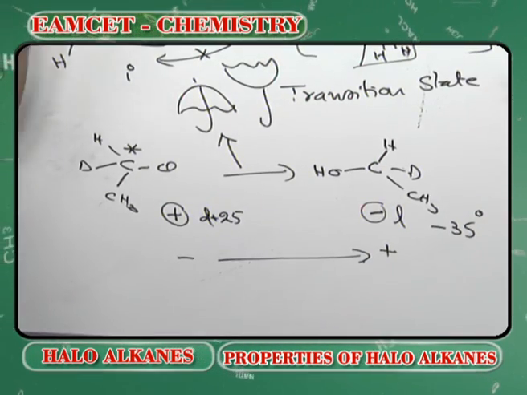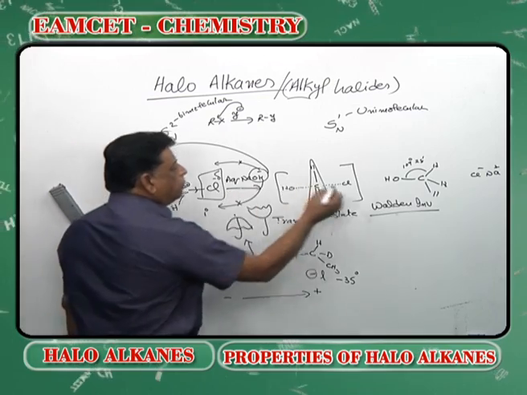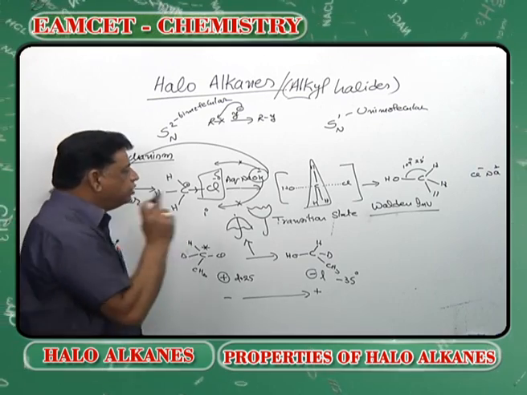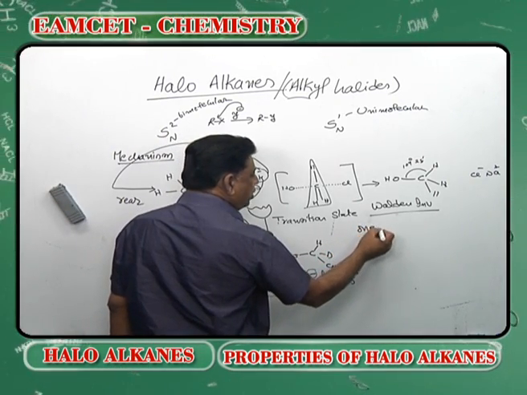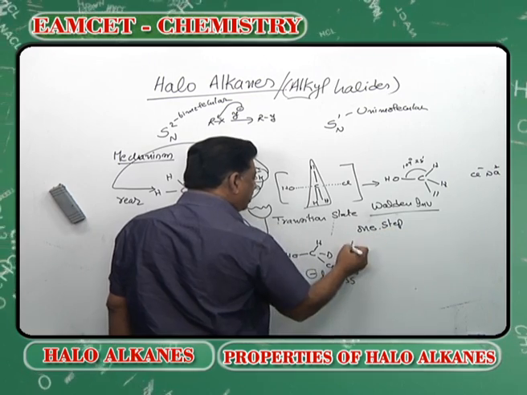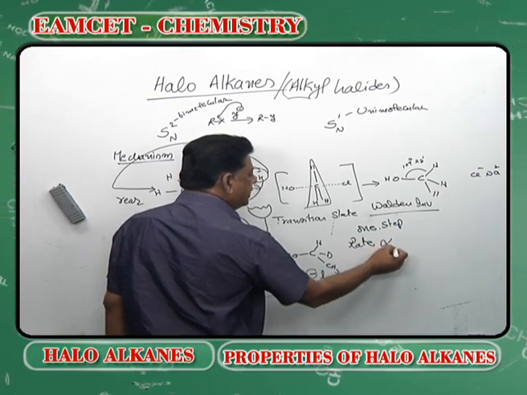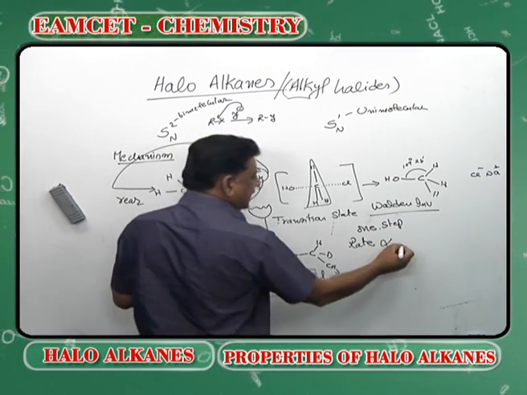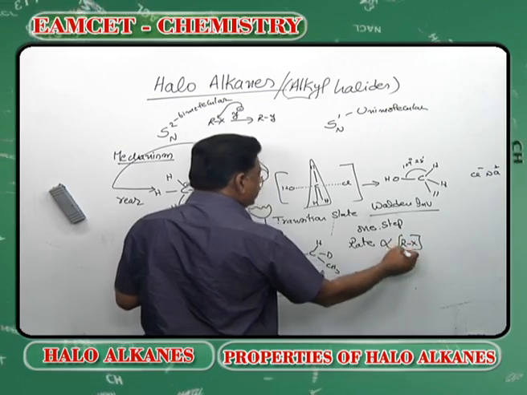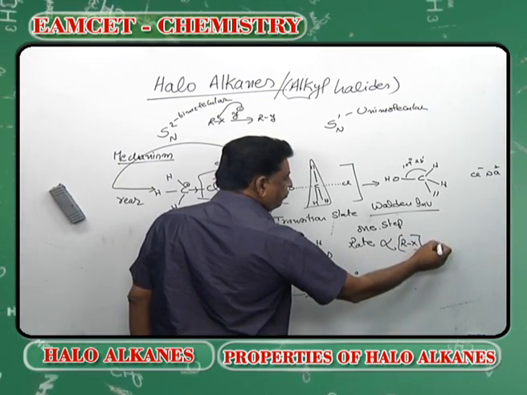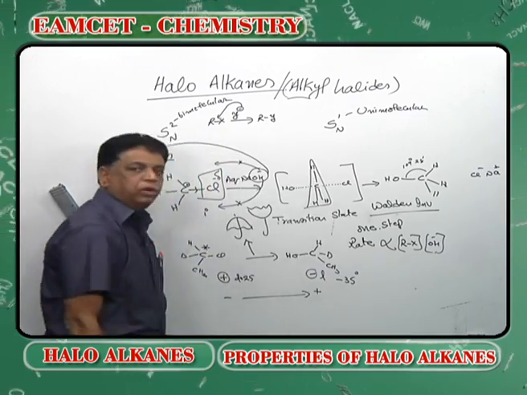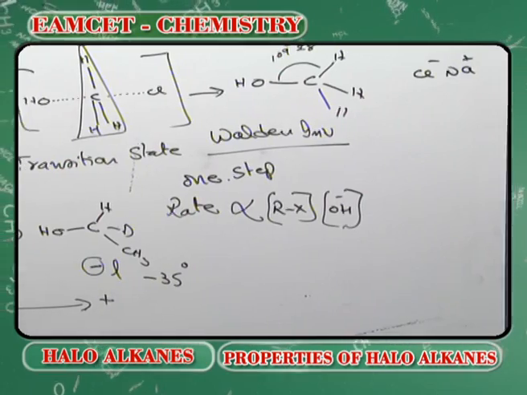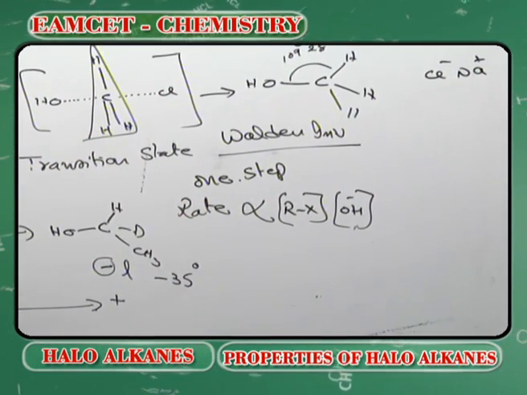So here why you are calling the 2 means there are 2. It looks like 2 steps, but the whole thing is a concerted mechanism. It's only one step. The reaction passes through only one step. So therefore rate of reaction is directly proportional to the constituents in this reaction, right? Another one is the alkali, the OH. So therefore the reaction is called what? Bimolecular. Two molecules involved in the rate determining step. So it's only one step in fact.